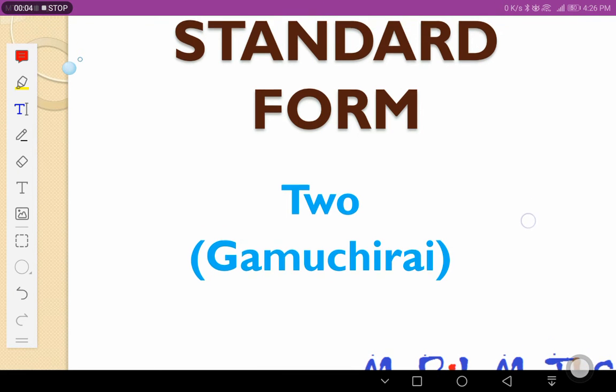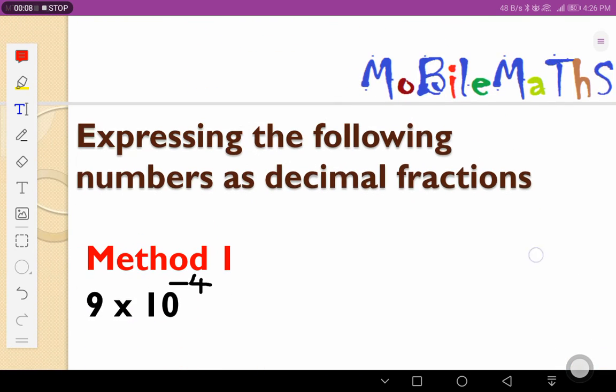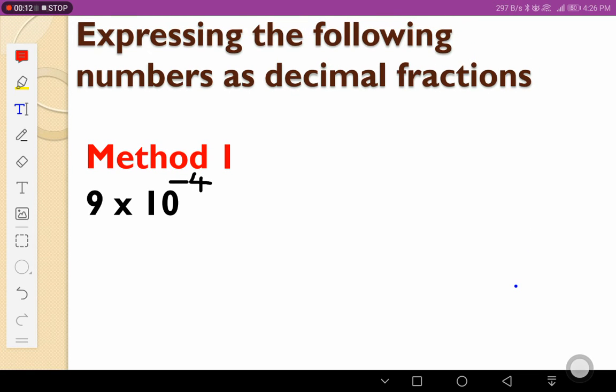Today I want us to look at standard form 2, where we are going to be expressing the following numbers as decimal fractions. I've got 3 or 4 examples here that I want us to do. I'm going to use two methods there. So the first method that I'm going to use, we can have our number there.